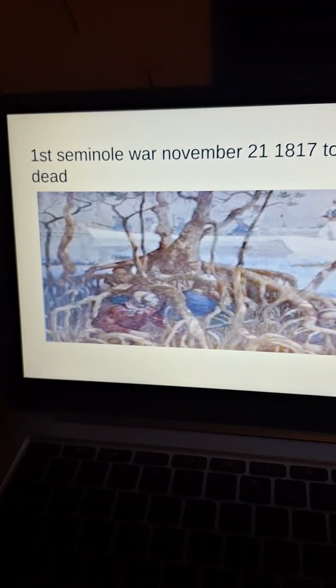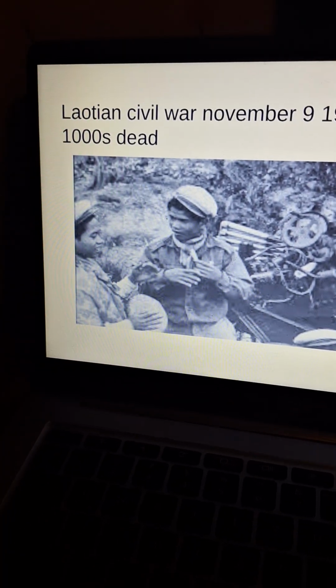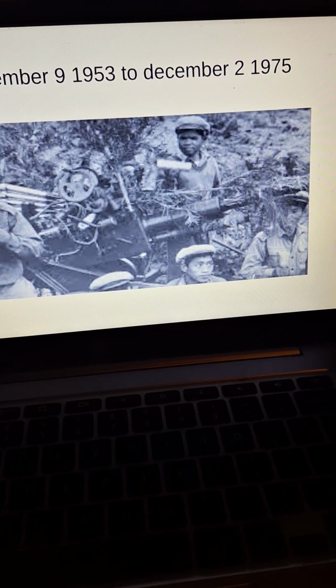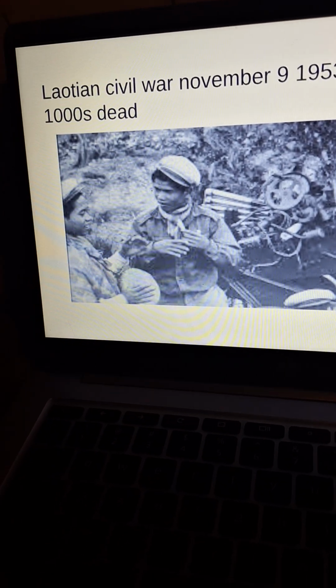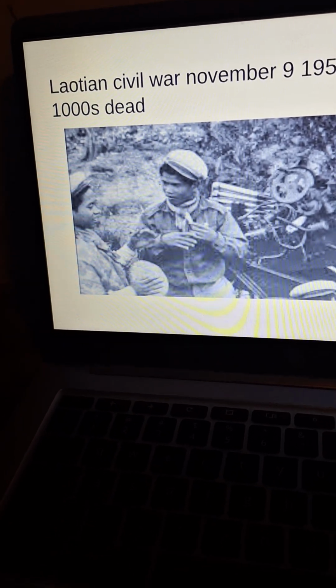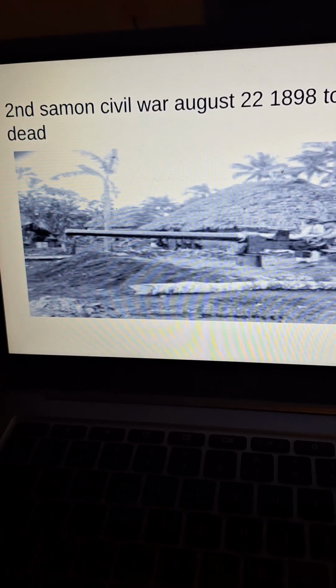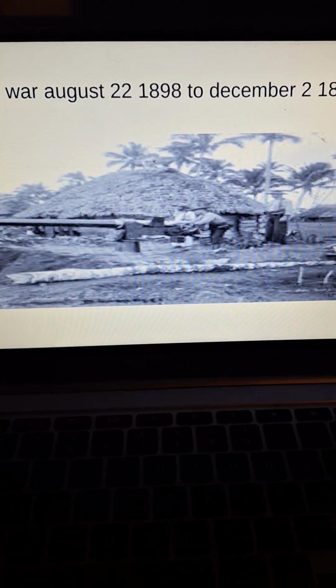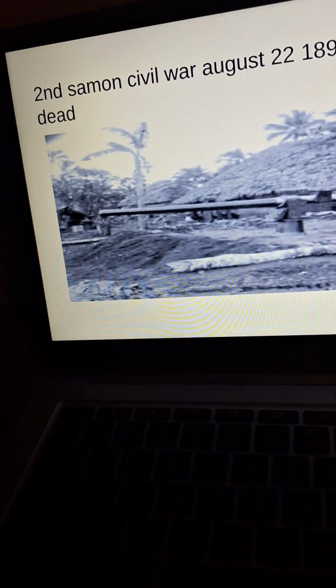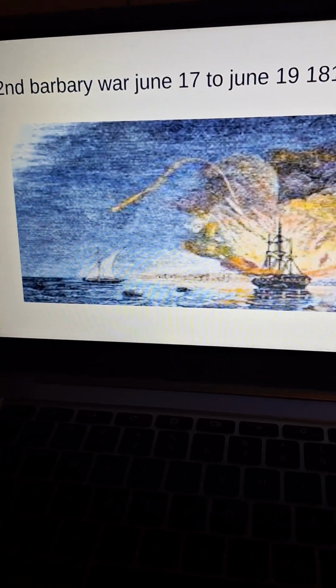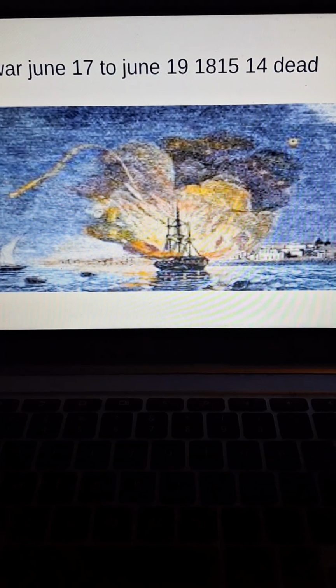The First Seminole War, November 21st, 1817 to March 1818. 83 Americans dead. The Laotian Civil War, November 9th, 1953 to December 2nd, 1975. Thousands, like a lot of Americans died, thousands dead. The Second Samoan Civil War, August 22nd, 1898 to December 2nd, 1899. 9 Americans dead. The Second Barbary War, June 17th to June 19th, 1815. 14 dead.